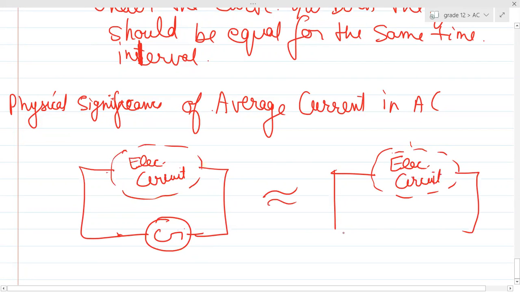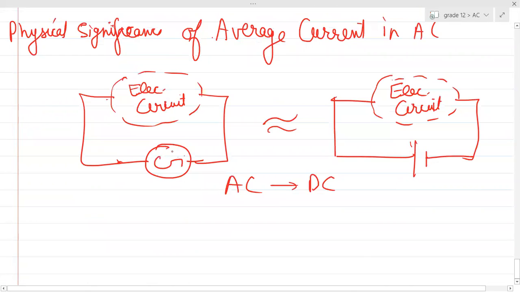Understand this thing very carefully, guys. I want to convert AC to, theoretically, I'm not actually doing it, I'm doing it theoretically. I want to convert this AC circuit to a DC circuit. In this case, what will be the current flowing? The current which will be flowing will be a function of time, right?